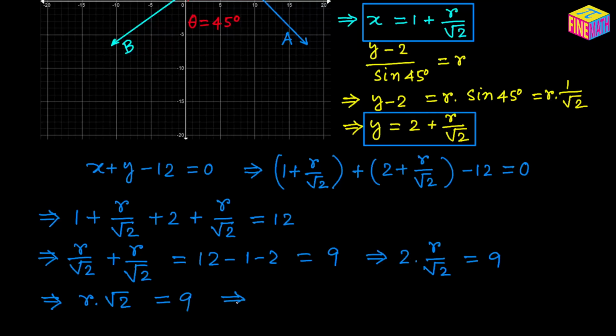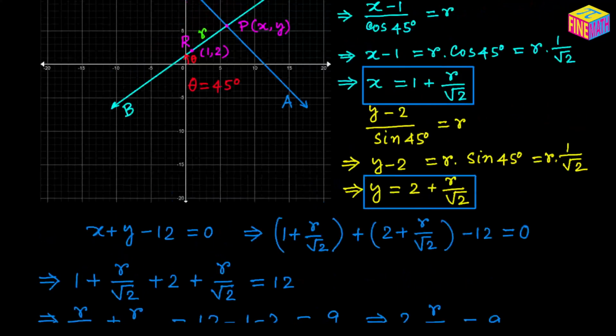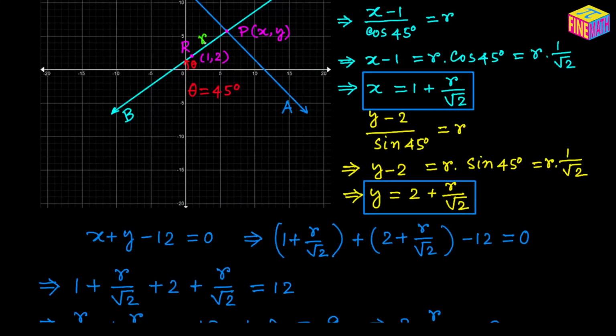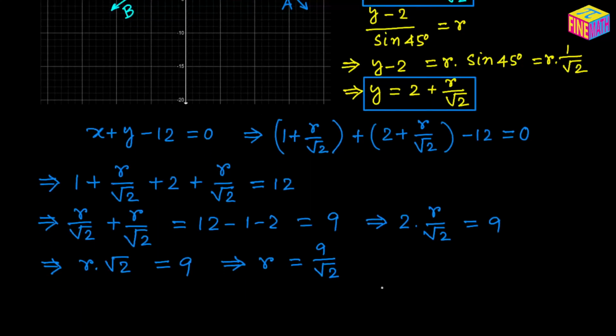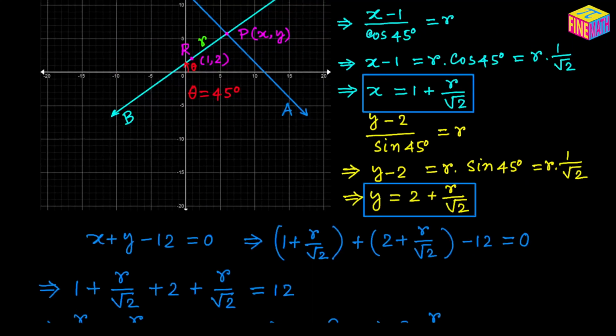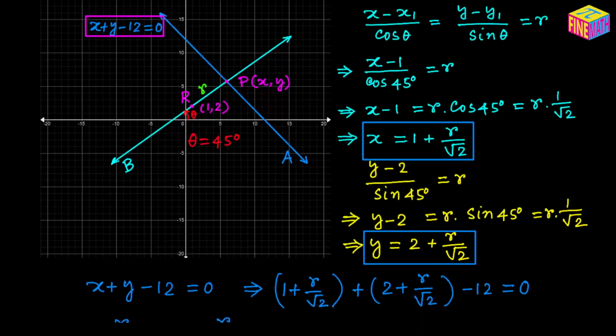From here we can say that r must be equal to 9 over square root of 2, and that is our answer. We are supposed to find the distance from R to P, which is the lowercase r, and we have found the value of the lowercase r here, and that is equal to 9 over square root of 2. And if you carefully look at the equation of the straight line that I used here, the parametric form of the equation, let me highlight that also, which is way up there.